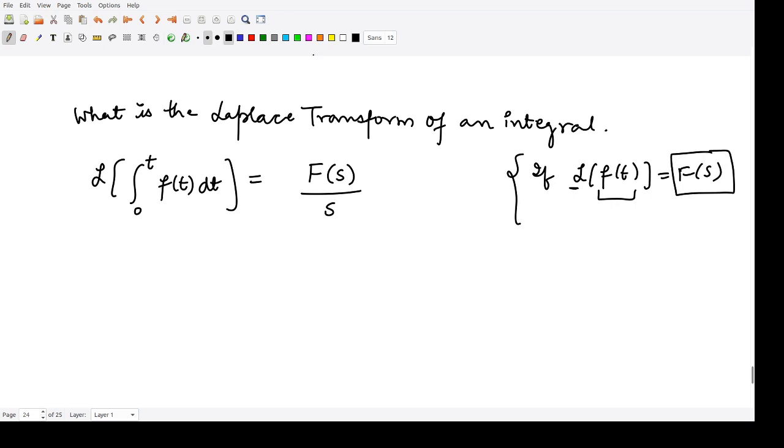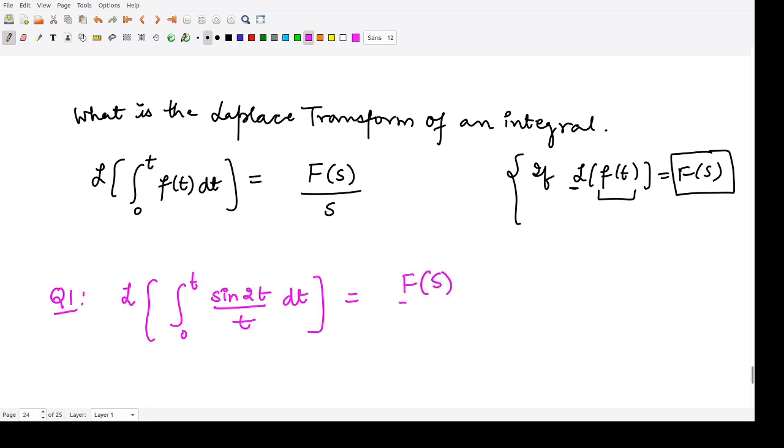So let us have a look at some of the questions. Say we have question number 1, which says find the Laplace transform of the integration from 0 to t of sine 2t divided by t dt. So we have to calculate the Laplace transform of this quantity. What we will do is, it would be f of s divided by s, where f of s is the Laplace transform of this whole function. This function is sine 2t by t.